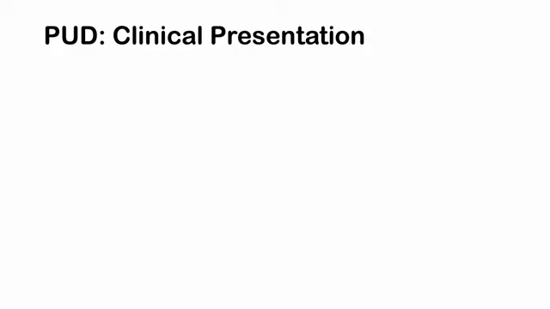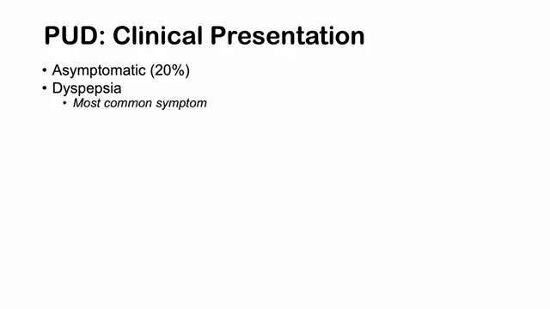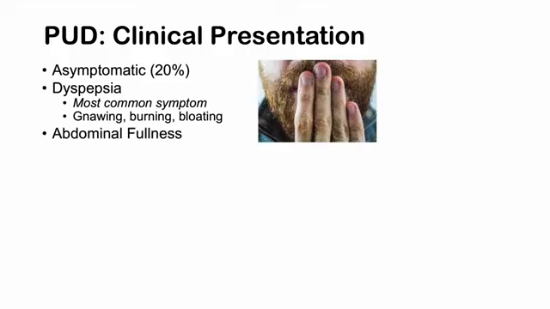Now let's talk about the clinical presentation of peptic ulcer disease. It's important to note that 20% of patients with peptic ulcer disease are asymptomatic, which means they don't have any symptoms. An important symptom to note with peptic ulcer disease is dyspepsia. This is actually the most common symptom, and it is an epigastric sensation. So epigastric is the area in the center of your abdomen above your belly button. And the sensation is described as a pain or discomfort, and it can also be noted as gnawing, burning, or bloating.